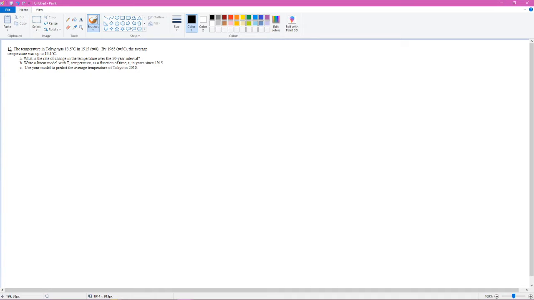The temperature in Tokyo was 13.5 degrees Celsius in 1915, t equals 0. By 1965, t equals 50, the average temperature was up to 15.1 degrees Celsius. So these are important because they're numbers. And t equals 50 is the time between 1965 and 1915. So t equals 50, t equals 0, 13.5, 15.1.